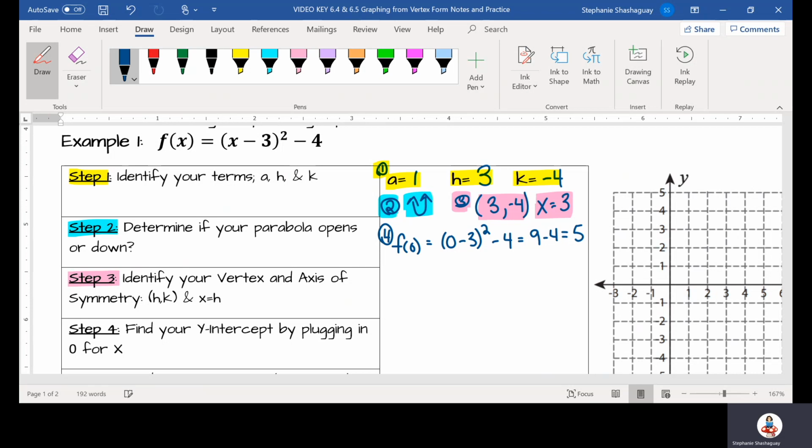So my y-intercept is equal to 0, 5, because my y-intercept is always when my x is equal to 0.